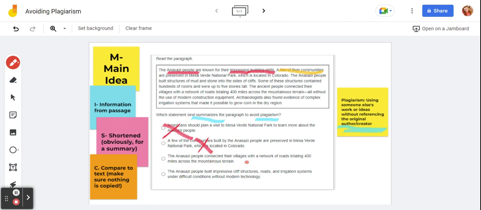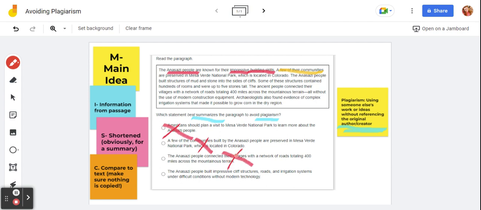So let's look at the next one. The Anasazi people connected their villages with a network of roads totaling 400 miles across the mountainous terrain. Well, yeah, that's true. And even though the sentence says the ancient people instead of the Anasazi people, they really didn't change that many words. And remember this information from the passage part of MISS that we talked about? This answer for C doesn't include any other information except for the roads. So that's one piece of information. And a summary isn't one piece of information, it's multiple pieces of information from the text. So this one fails for that reason.